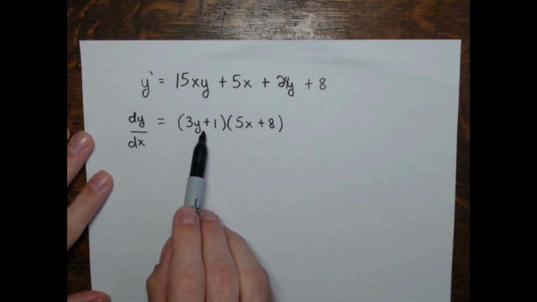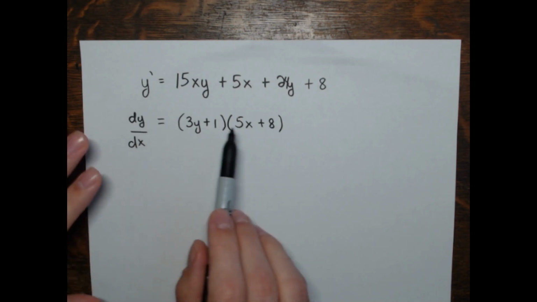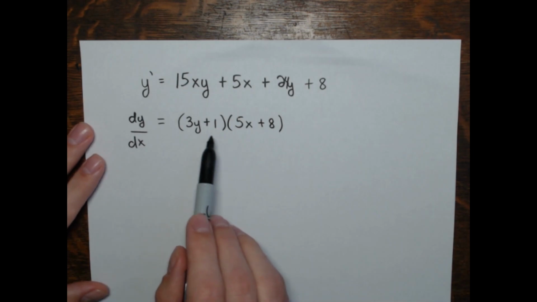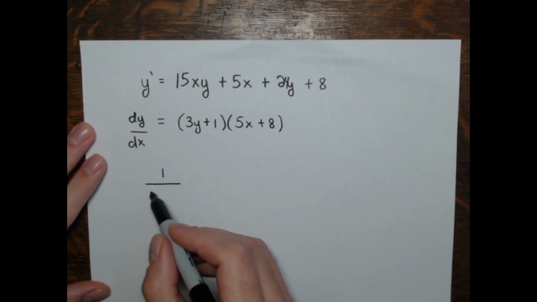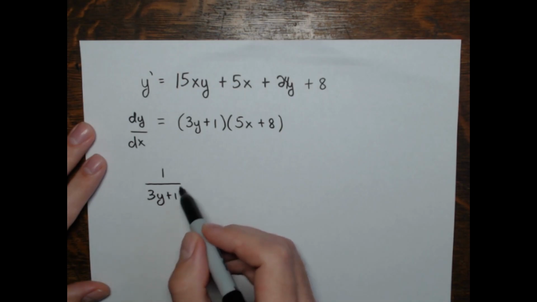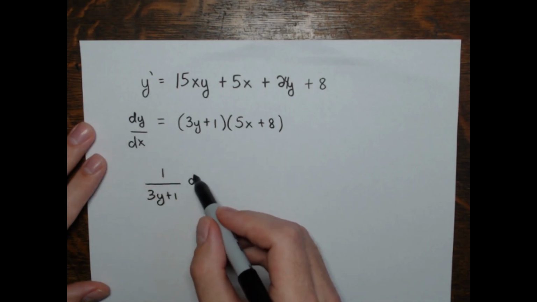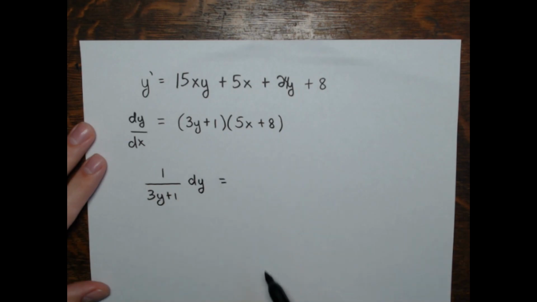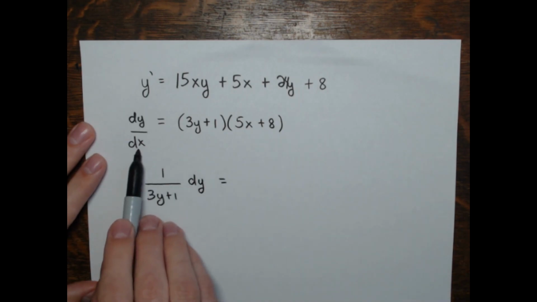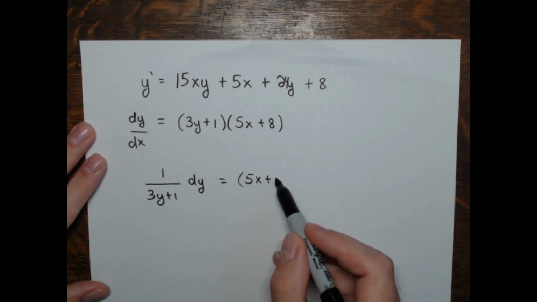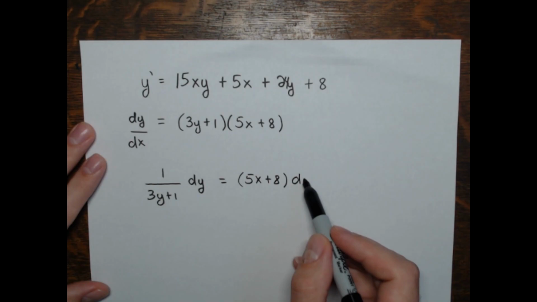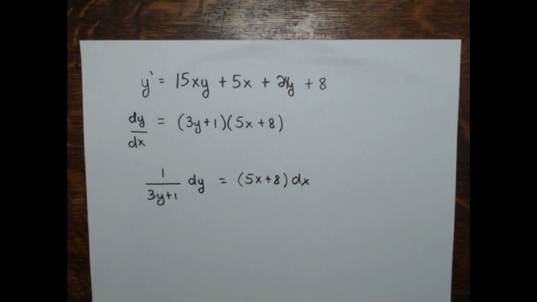So now I have my function of y times function of x equals our first derivative here. This is definitely separable. And then we gather the stuff with y on one side, so I'd have 1 over 3y plus 1, divide by the 3y plus 1 to get it on the left side with the dy. And then move the dx over to the right side with the 5x plus 8. There's your separation of variables.